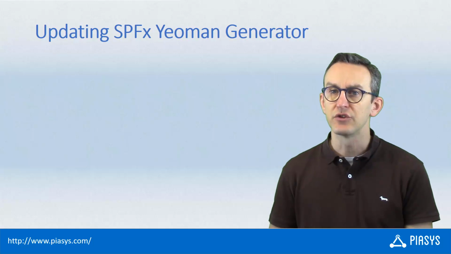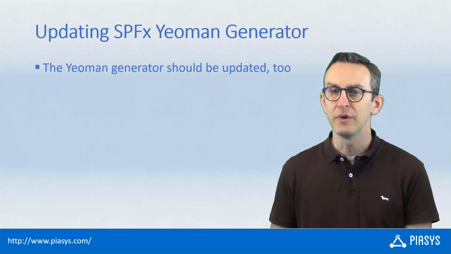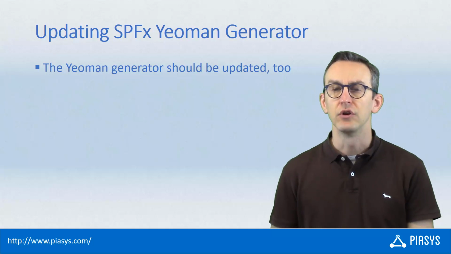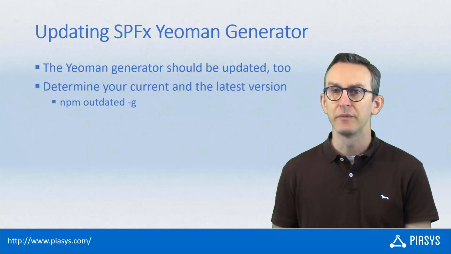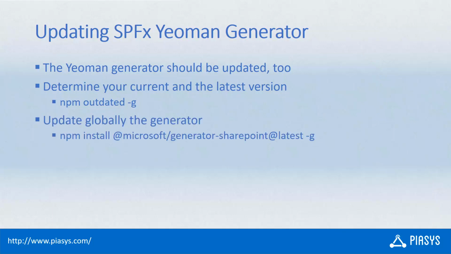From a Yeoman Generator perspective, the story is almost the same as before, but the Yeoman Generator is installed globally, so you will have to make an npm outdated for globally installed packages. You will have to install the latest version again globally with the -g argument for the npm install.